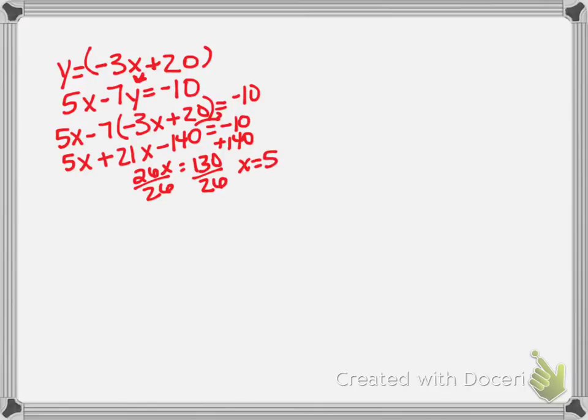Alright, so now we're going to substitute the 5 back in. Negative 3 times 5 plus 20 will be negative 15 plus 20, which will also be 5. So the point of intersection here is 5, 5.